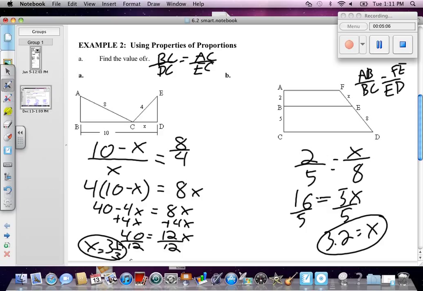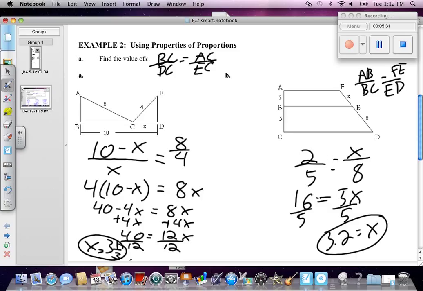How did you do that? How did I get that? Okay, because I knew this whole thing was 10, but I know this little part here was x, so I know the leftover would have to be 10 minus x. The whole thing's 10. We're taking away the x from it to get the rest of it.